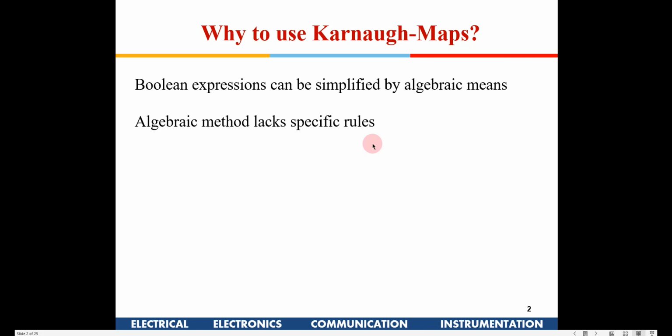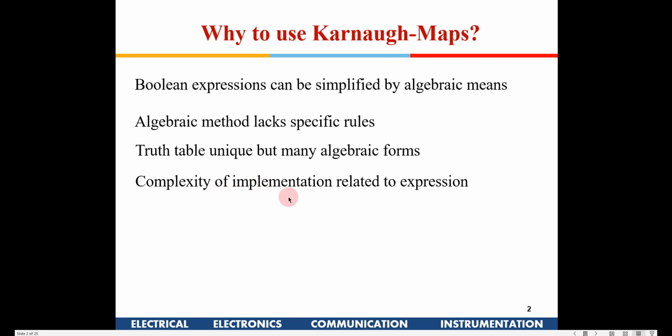So the algebraic method lacks specific rules. It is more dependent on human beings. So we need something which is more systematic. We know truth tables, right? For any function we can make a truth table. But from the truth table, if you go back to algebraic expressions, we can combine all the min terms, but that is not an optimized solution. So the truth table is the starting point but not an end point.